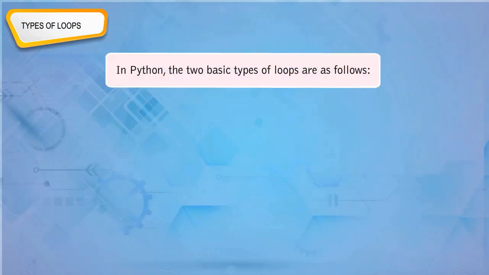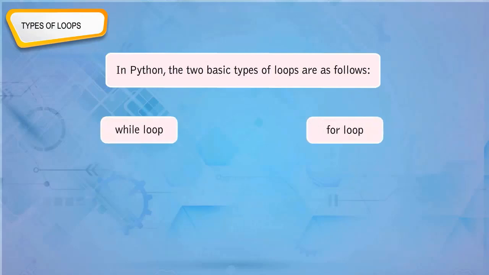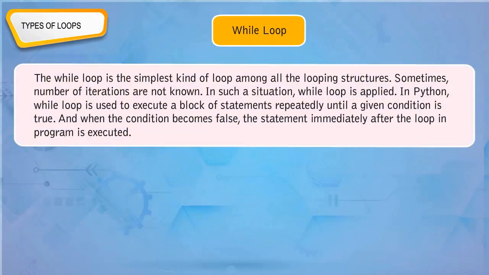Types of loops. In Python, the two basic types of loops are as follows: while loop and for loop. While loop. The while loop is the simplest kind of loop among all the looping structures. Sometimes the number of iterations is not known. In such a situation, the while loop is applied. In Python, a while loop is used to execute a block of statements repeatedly until a given condition is true. And when the condition becomes false, the statement immediately after the loop in the program is executed.